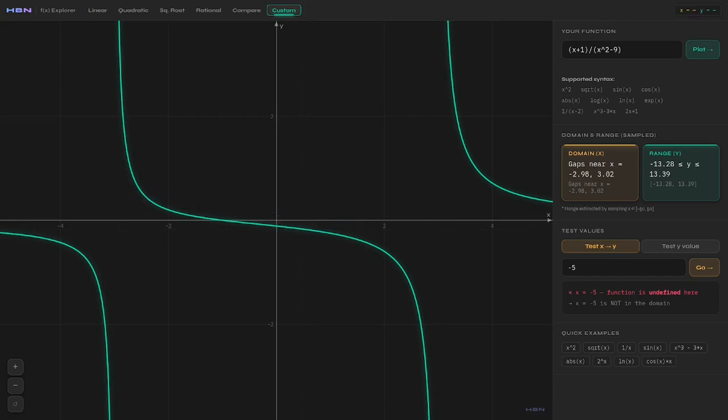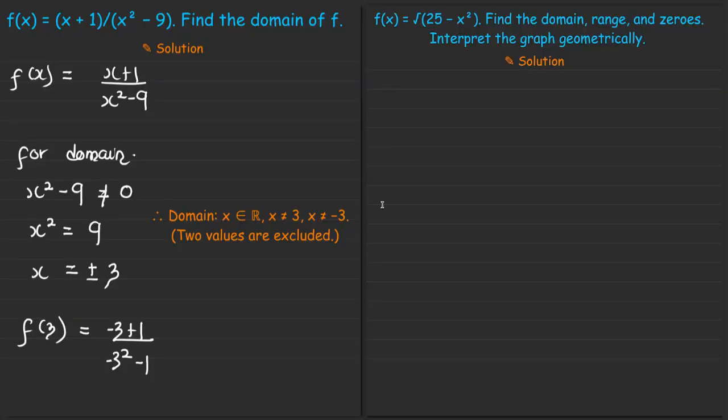Let's now solve our last question for this session. Our last question here says f of x is the square root of 25 minus x squared. So f of x equals the square root of 25 minus x squared.